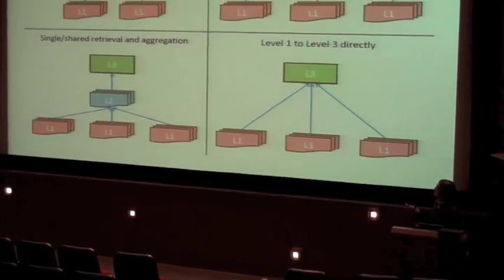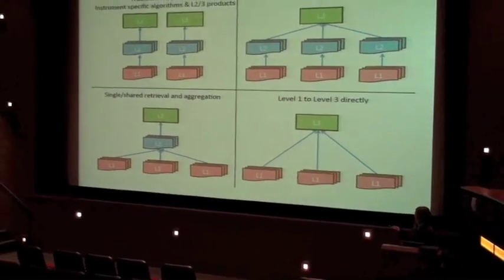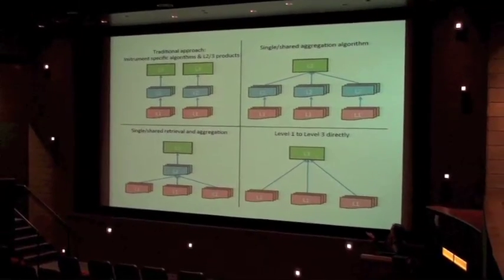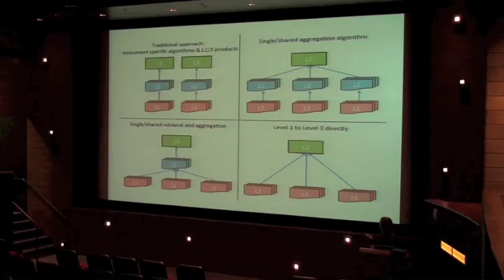So traditionally, this is how we view the approach. You have your level 1 calibrated radiances that are then processed with your level 2 retrieval products.